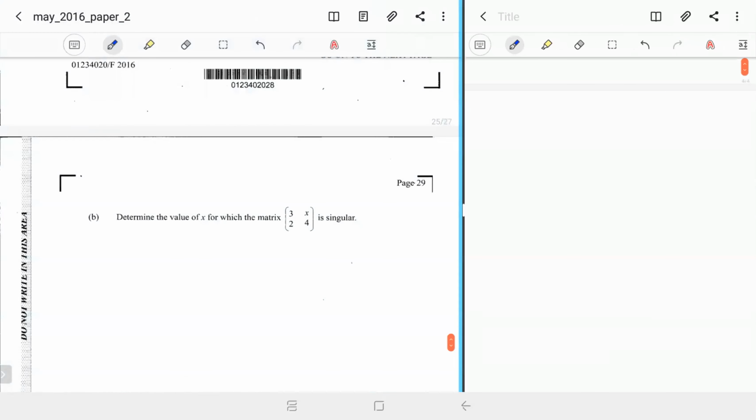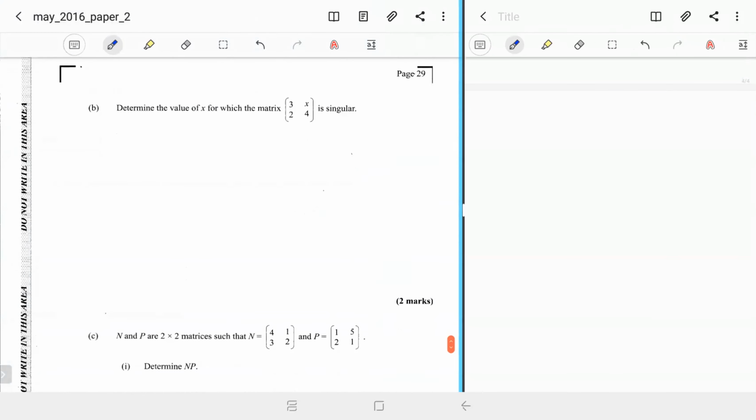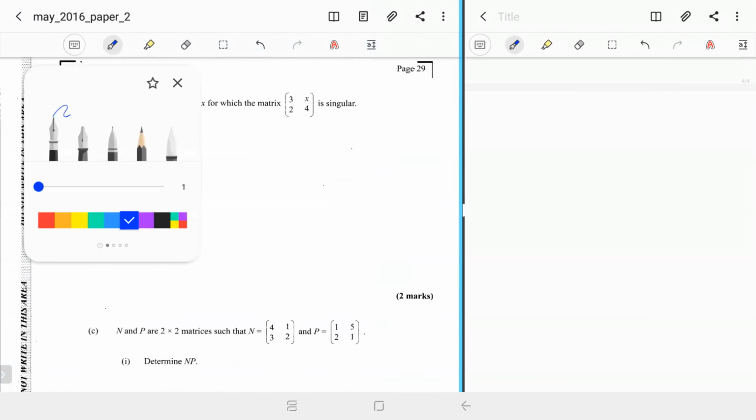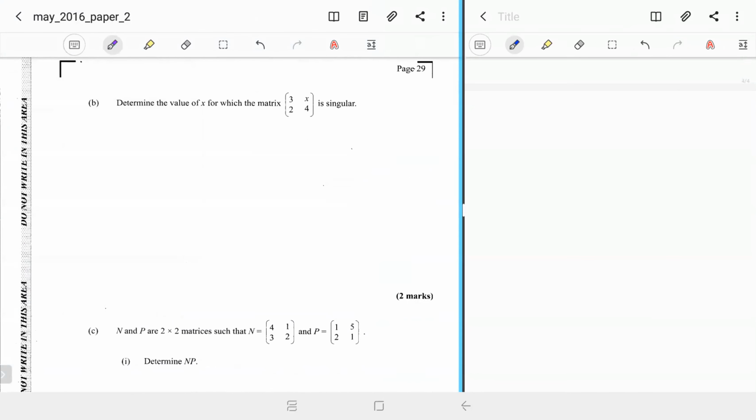Okay. Good. So this question says, determine the value of x for which the matrix is singular. That matrix is singular. What do we know? Let's go straight into it, not hesitating. If that matrix is singular, it means it has no inverse.